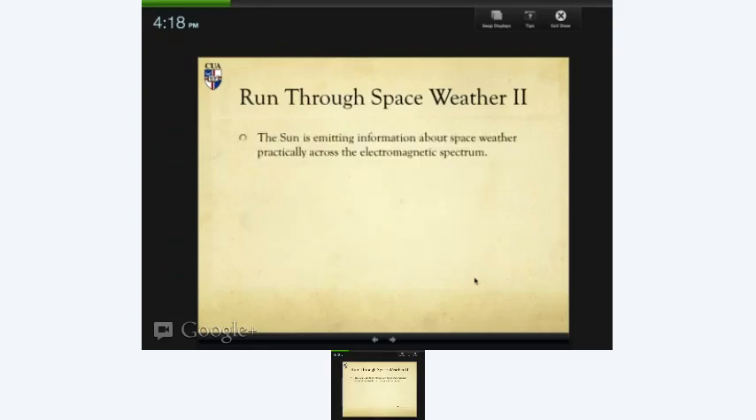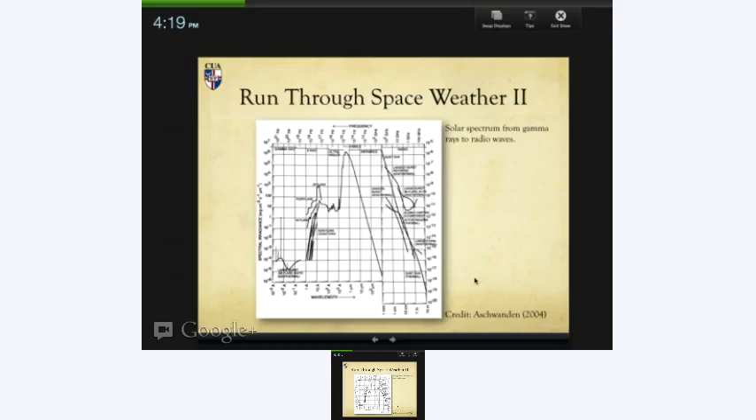One of the nice things in terms of measuring and monitoring space weather is that the sun is a very active animal. It's really emitting information about space weather practically across the electromagnetic spectrum. Here's a really good picture that I stole from Aschwanden, how do you pronounce this name, from his 2004 book about the solar atmosphere. What he plotted here is a range of electromagnetic radiation coming from solar phenomena. The active part of the sun covers emissions from gamma rays, the very short wavelength electromagnetic radiation, all the way to the radio frequencies.